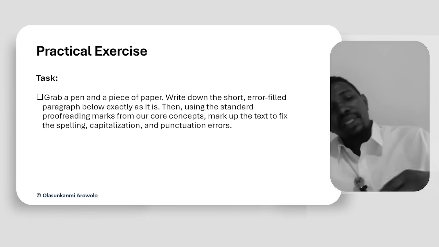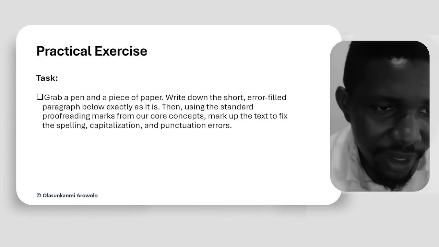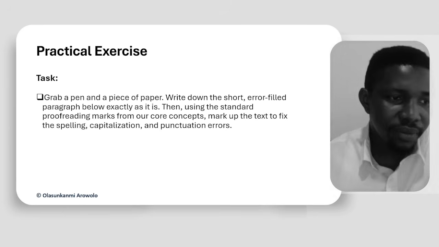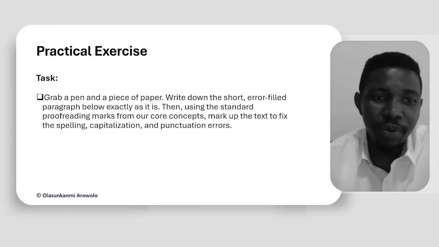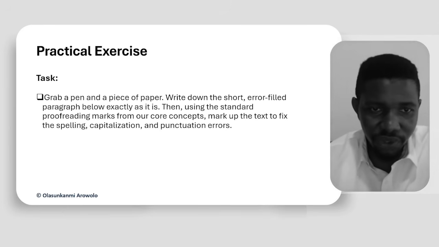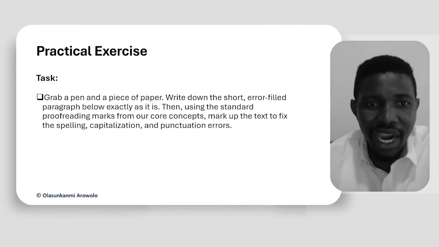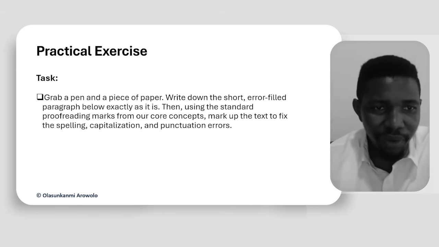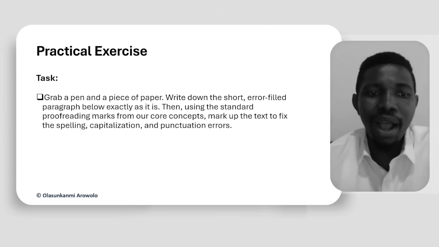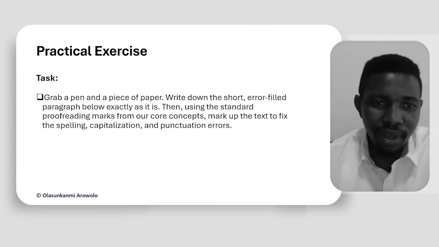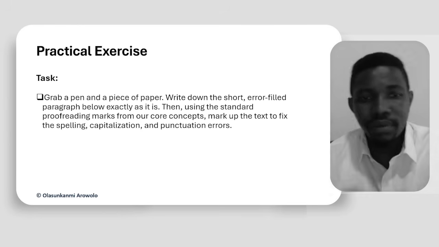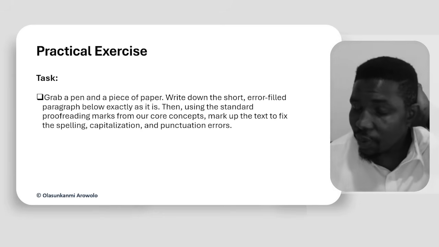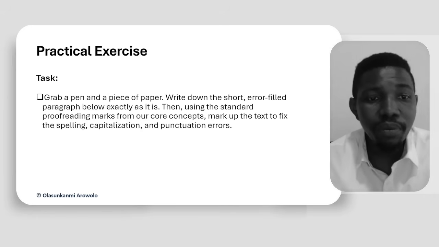Now, this is a task for you. Grab a pen and a piece of paper. Write down the short error-free paragraph below exactly as it is. Then use the standard proofreading marks from our core concepts.